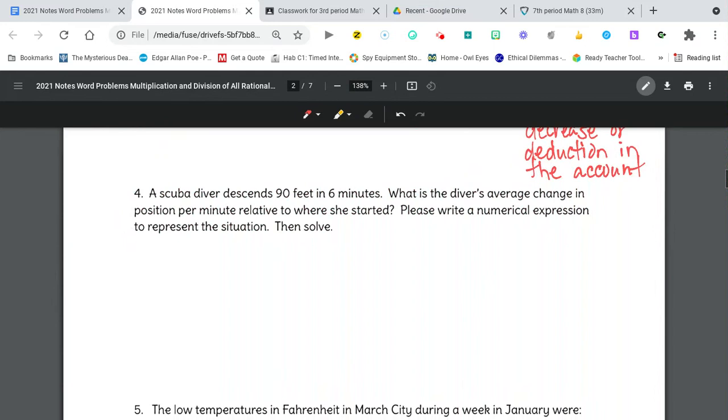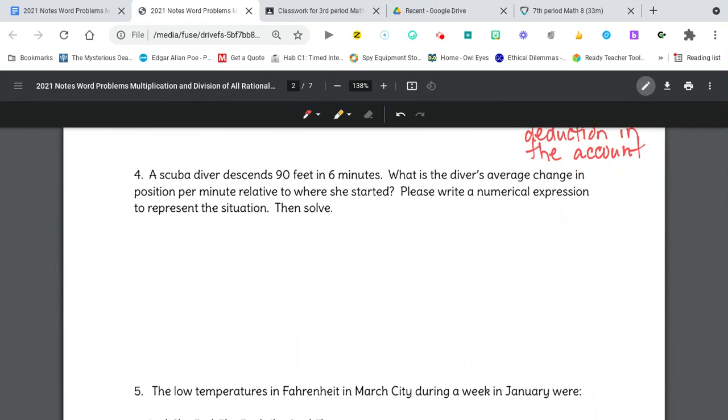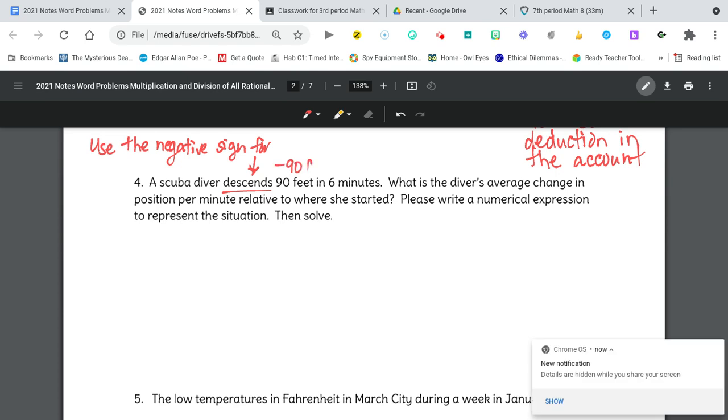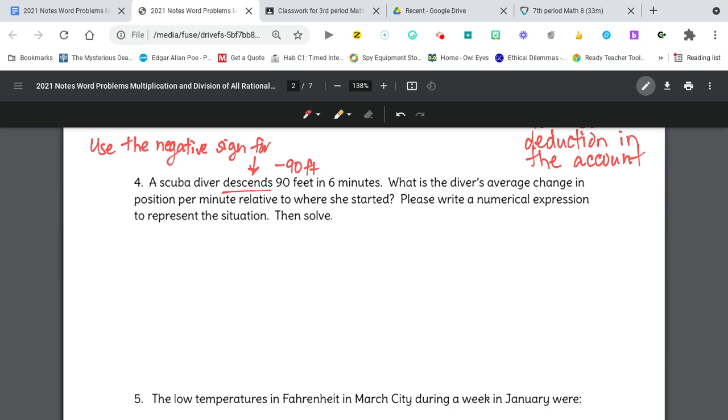Okay, let's take a look at 4. 4 says a scuba diver descends 90 feet in 6 minutes. Okay, descends means it's negative, guys. But instead of using words, we're going to use signs. So as a number, I'm going to write negative 90, okay? So again, instead of using words, we're going to use signs. We're not using the words. We're using signs for the words, all right?